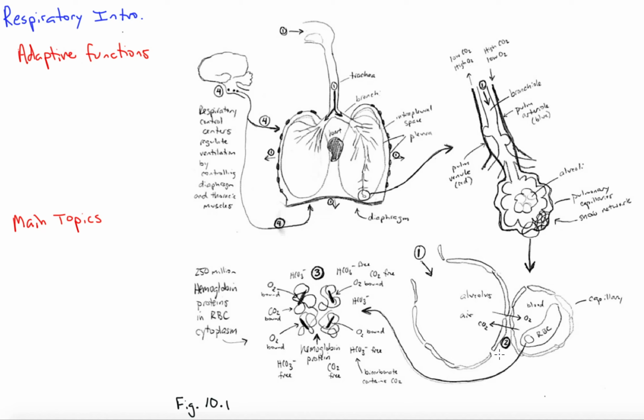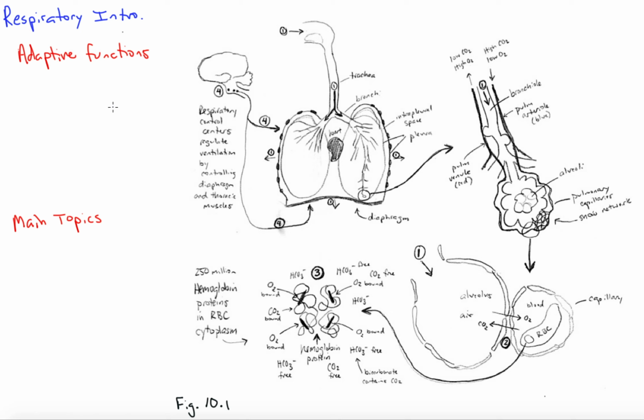Video, we're going to introduce the respiratory system. And I like to introduce two main things. One would be the adaptive functions of possessing a respiratory system. And two would be what are the main topics, what are the main points of focus where we're going to emphasize some detail and some explanation. Okay, and the figure to the right here will help us run through that list of main topics.